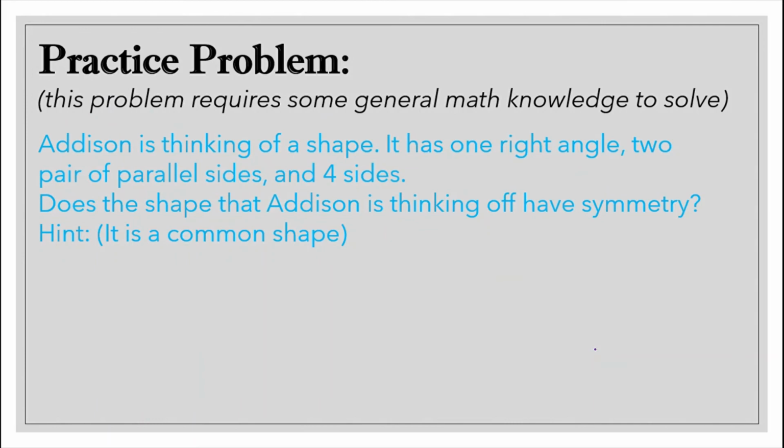So why don't you guys go ahead, pause the video, and solve. Okay, hopefully you paused the video and solved this problem, because I will now go over the answer. So let's read it. Addison is thinking of a shape. It has one right angle, two pairs of parallel sides, and 4 sides. Does the shape that Addison is thinking of have symmetry? Hint. It's a common shape, so it's not one that's not really a shape.